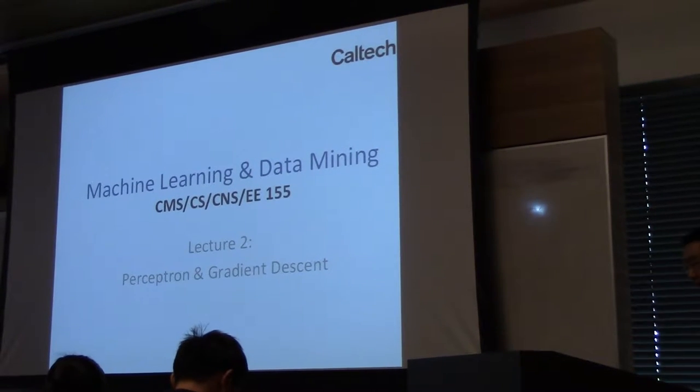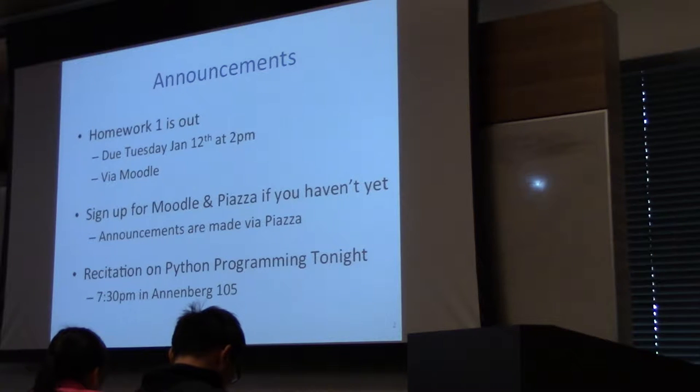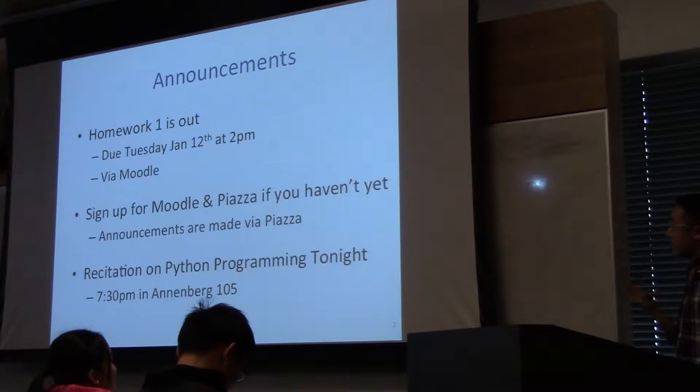Today we'll be talking about Perceptron and gradient descent. First, a couple of announcements. Homework 1 is out if you guys haven't seen it yet. It's both on the course website and on Moodle. It's due next Tuesday, January 12th, at 2 p.m.